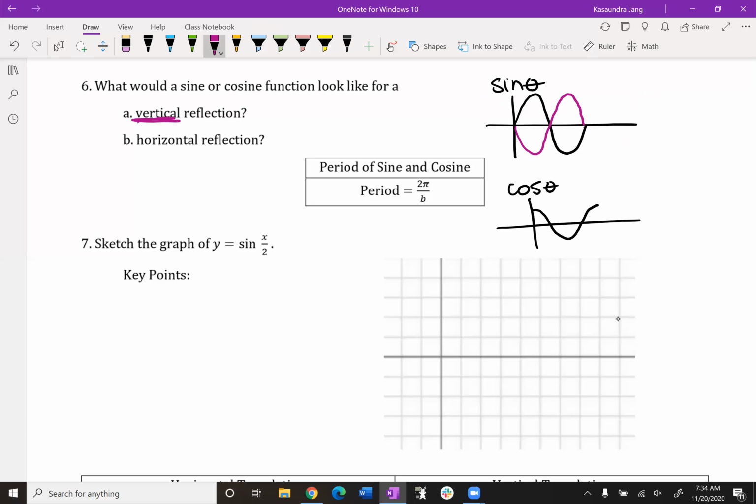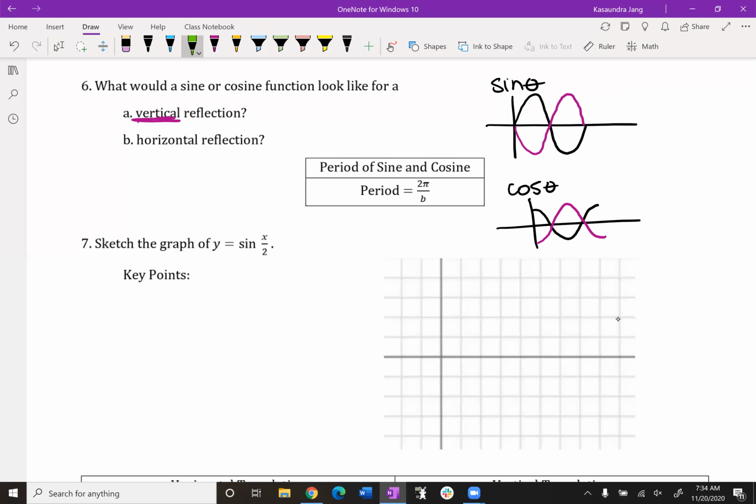Cosine, same deal. My vertical reflection, instead of hitting at +1 on the y-axis, is actually going to hit down at -1. And then it will go through wherever it hit the x-axis, the same points. Still bouncing between +1 and -1. So there's my vertical reflection.